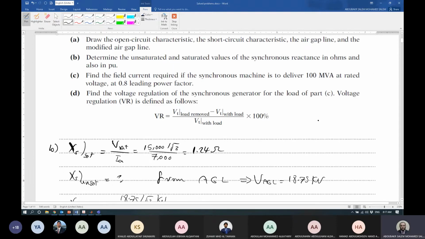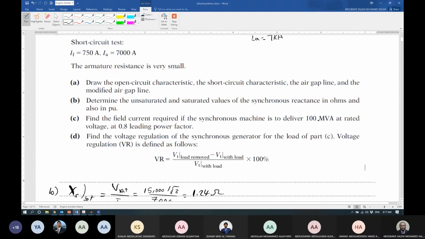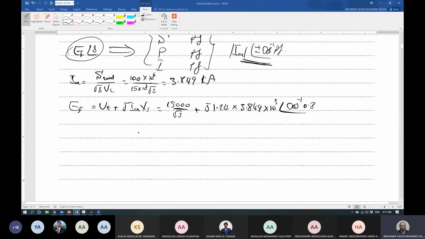which is 0.8. Is it 0.8 or 0.85 here? 0.8, doctor. 0.8. Okay, this is right. So the value of EF here will be 6941.3 at a certain angle. I didn't calculate the angle, you can get it.